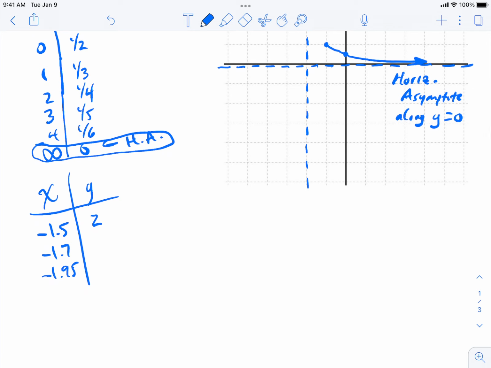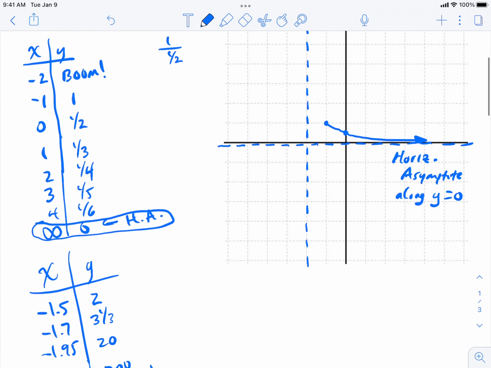But I plugged in -1.7, and I got basically 3 1/3. I guess I must have, because I wouldn't have written it otherwise. So I got 3 1/3, and then when I plugged in -1.95, I got, ready? 20. Okay, it's getting bigger. And then I said, hey, I'm going to plug in -1.995. And all of a sudden I was at 200. And as you know, when you get to -2, it's Boomsville.